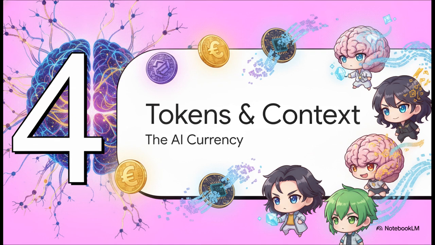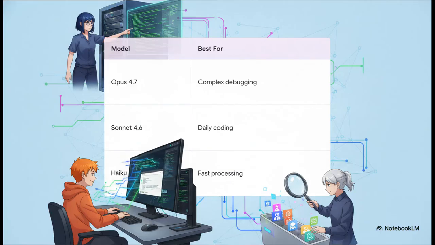Moving right along to section 4, tokens and context windows. So you really have to match the brain to your specific use case here. If you're debugging 10,000 lines of server logs for a distributed app, you bring in the heavy hitter, Opus. For daily coding, web apps, or GitHub pull reviews, Sonnet is your absolute sweet spot. But if you have 50,000 customer support tickets that just need rapid categorization, you go with Haiku for its blazing fast speed and lower cost.